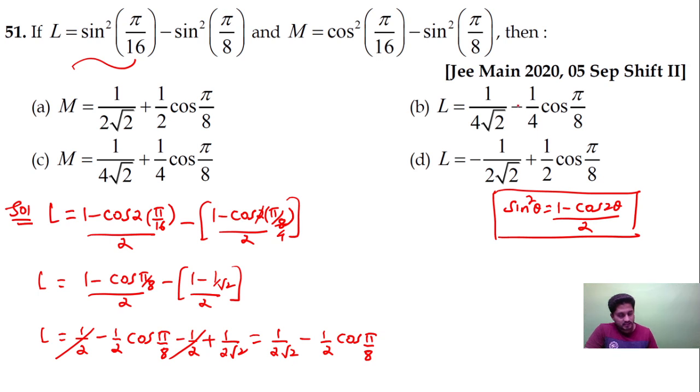So this means that this is ruled out. Alright, because I'm getting L is equal to 1 by 2 root 2 minus 1 by 2 cos pi by 8. Options B and D are ruled out. Okay, let me check M.